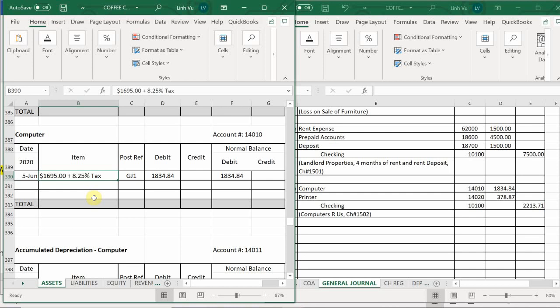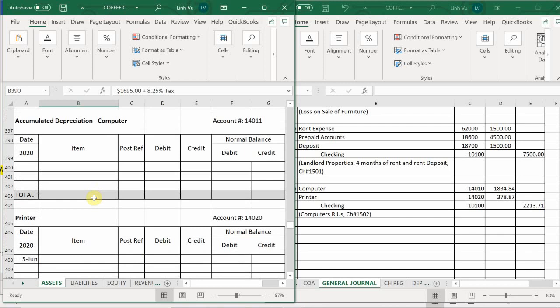So in this case, yes, if you did buy a specific computer, saying that it's an HP, this X model, yada yada yada, then yes, you would definitely put all that information in. But in this case, I'm just buying a simple computer. Okay. So there you go.